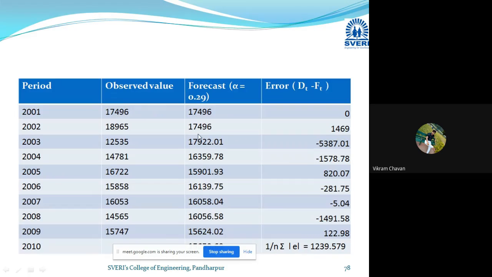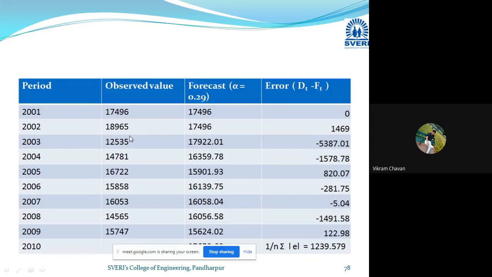Once you have calculated this, calculate the error, and the error becomes 0. 17,496 is the demand minus 17,496 as the forecasted demand. If you subtract these two values, you will get 0, obviously.